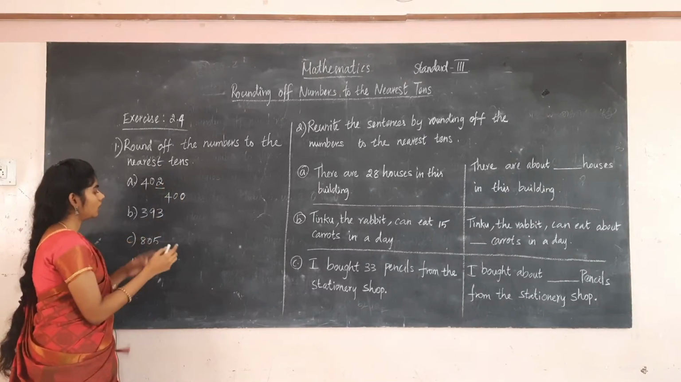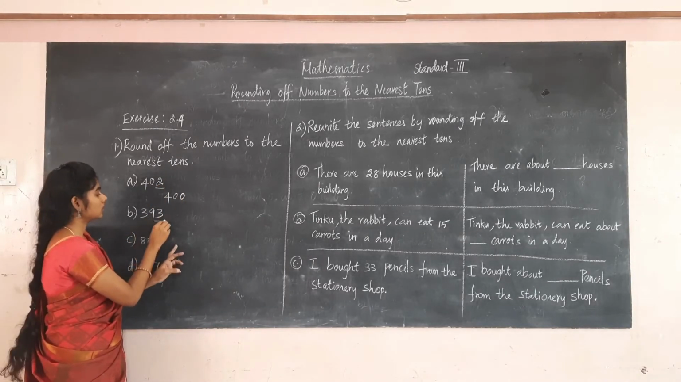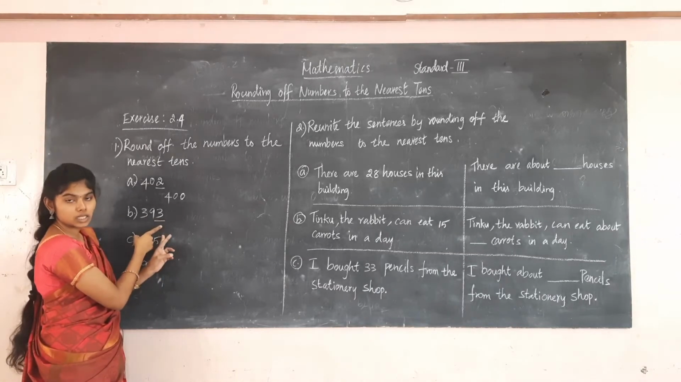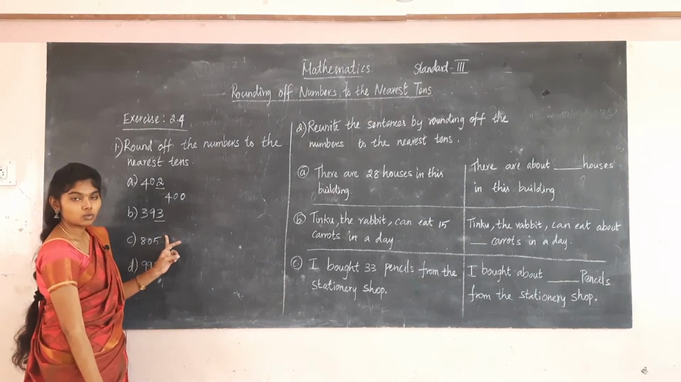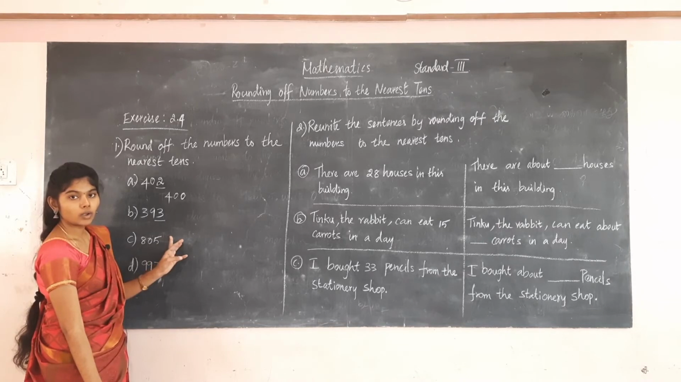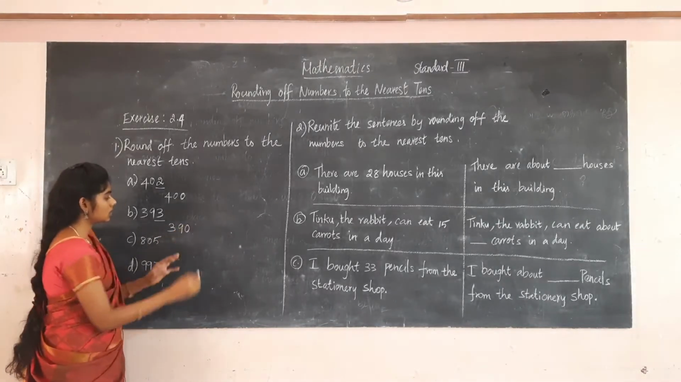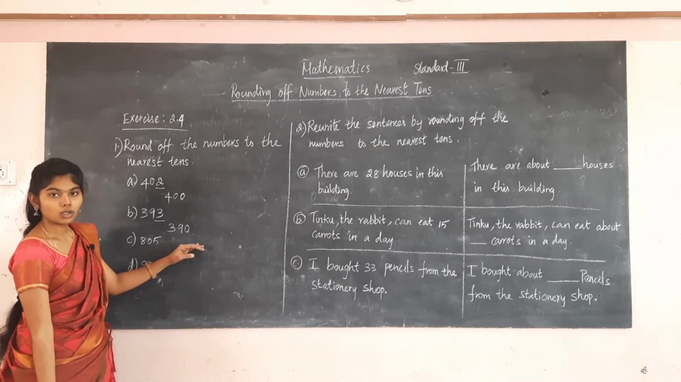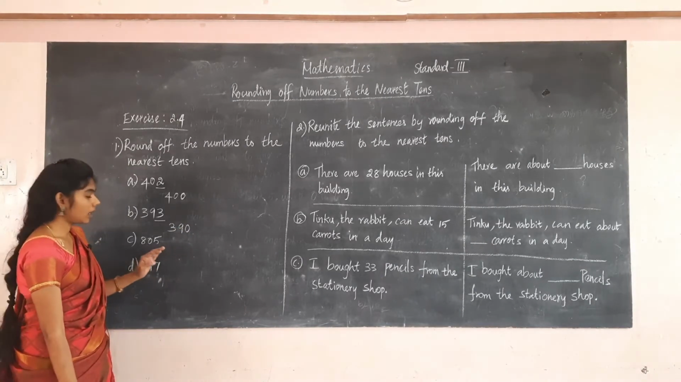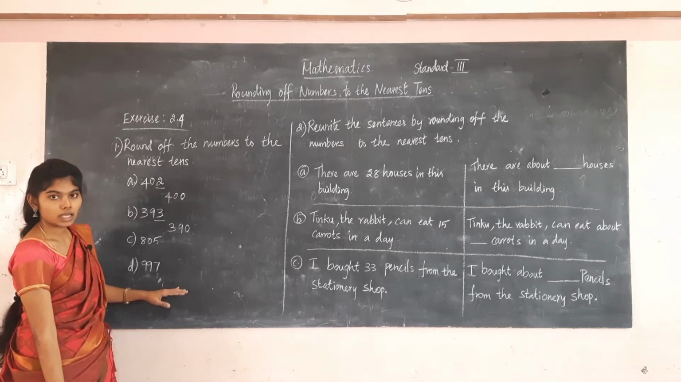So the next sum, you are going to check the ones place. Here 3 is given, which is less than 5. So what you are going to do? We have to replace it with 0 in the ones place. So what is the answer? 390. This is the answer while we are rounding off to the nearest 10. The remaining 2 sums you are going to do as an assignment.